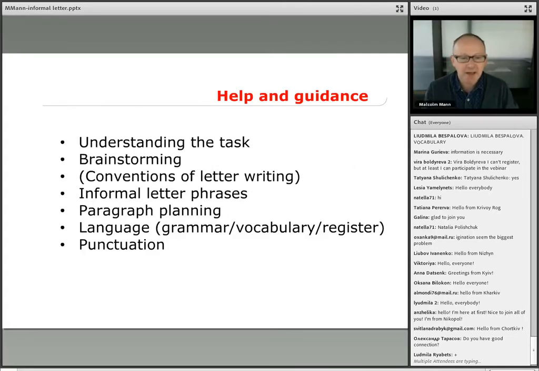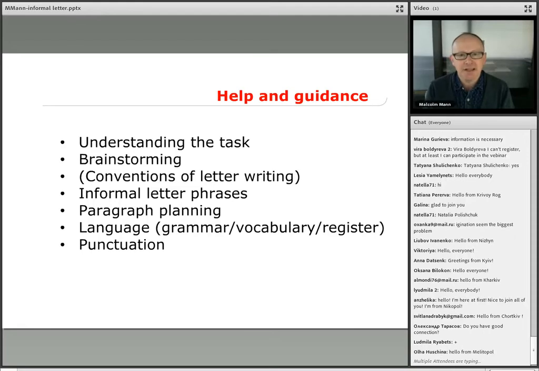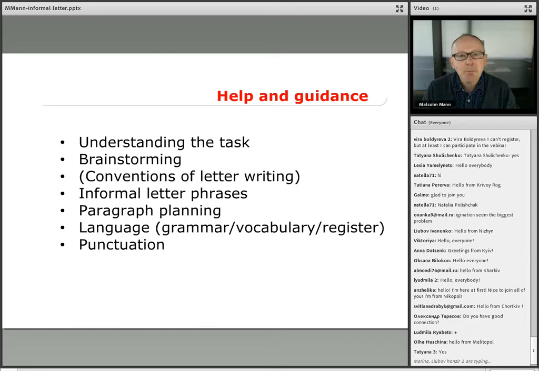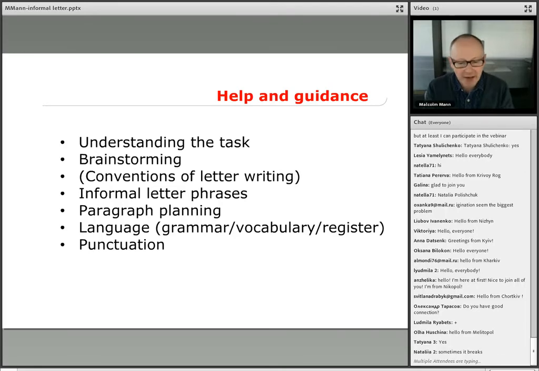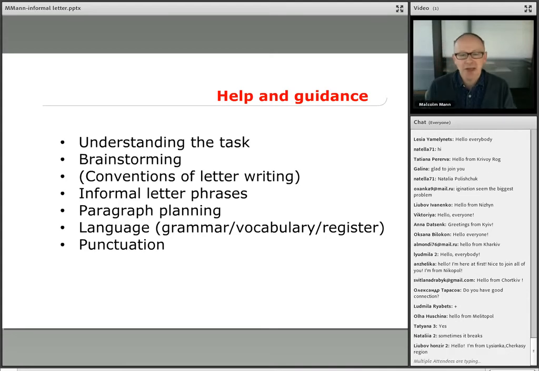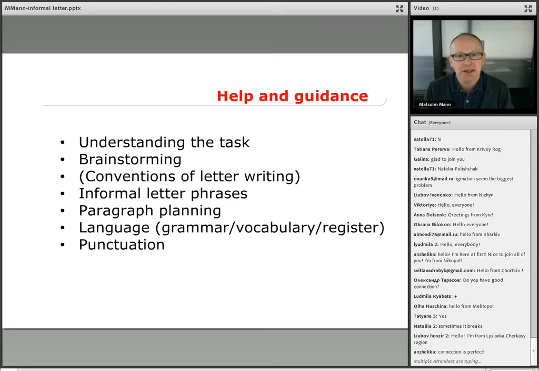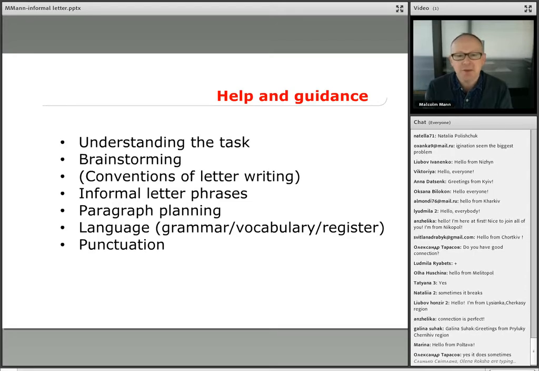So what we need to be doing, I think, is giving them an enormous amount of help and guidance with understanding the task, brainstorming the ideas and the information that they need to include in the task, the conventions of letter writing. I put that in brackets because if they're given the beginning of the letter and the end of the letter, that does make it a lot easier. But if they're not, they need to know exactly how we start and end a letter in English. All sorts of letter phrases that we can use in informal letters. Paragraph planning. Language is obviously vital in terms of grammar and vocabulary and register. And punctuation. We need to be giving them an enormous amount of help and guidance with all of these areas.